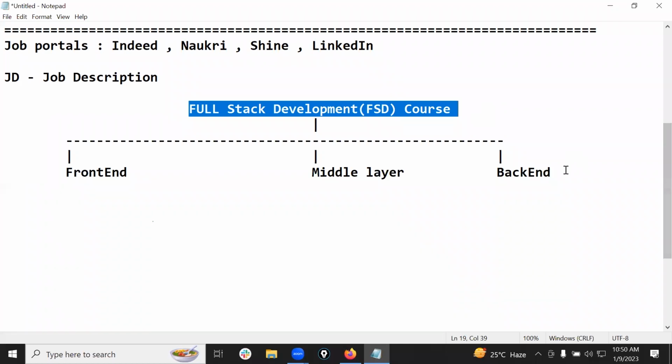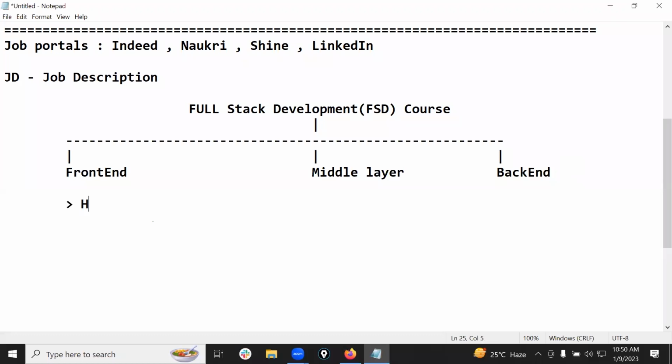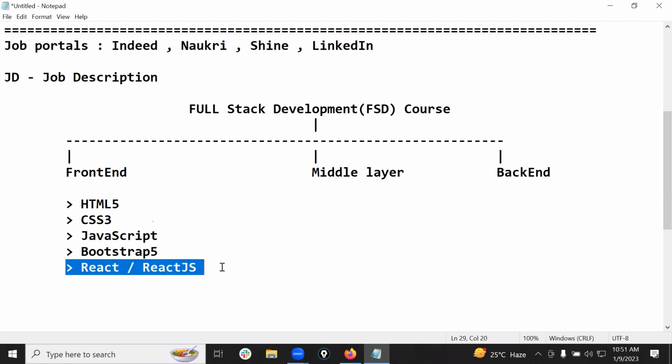Sir, in front end, what are the things you are teaching? I will give you training on HTML5. I will give you teaching on CSS3. Then I will give you teaching on JavaScript. Then I will give you teaching on Bootstrap 5. Main important is React, or you can say React.js. So if anyone says, what is React, React.js is nothing but it comes under front-end technology. So this is a very important technology here.